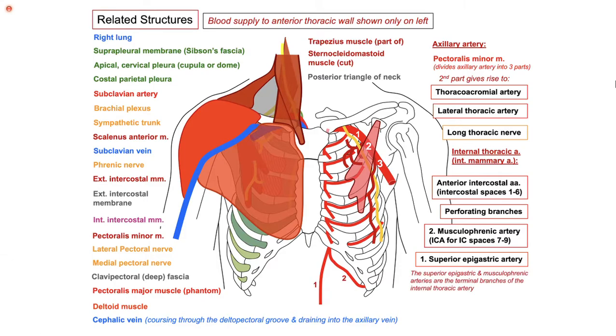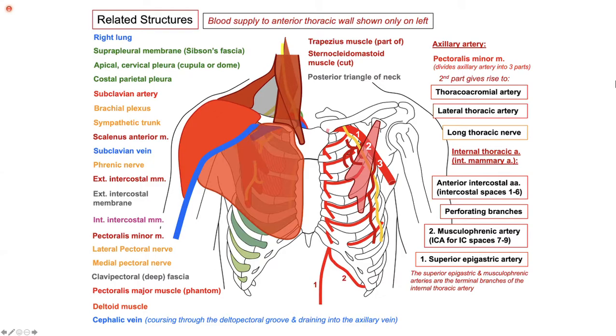Are we good? These are the terminal branches of my internal thoracic artery. And the internal thoracic artery, I have derived it from where? From the subclavian artery. So these are the arteries which are present on my anterior chest wall. I'm not talking about the blood supply of an intercostal space. I'm saying what arteries are primarily responsible for supplying the structures which are present on my anterior chest wall.